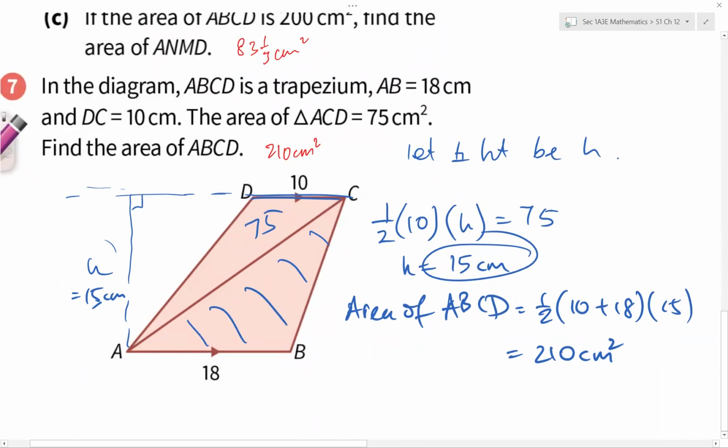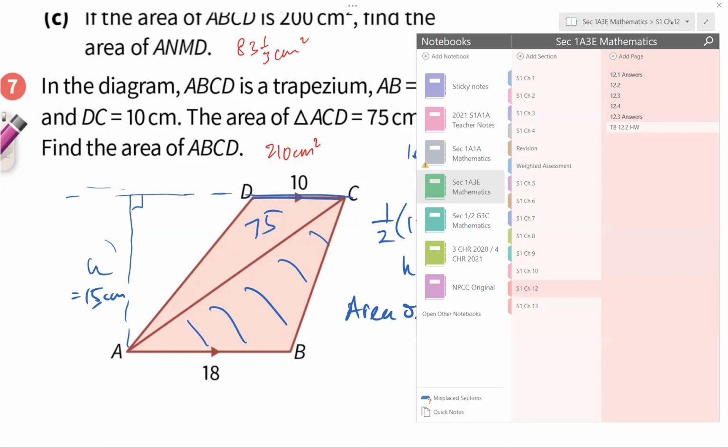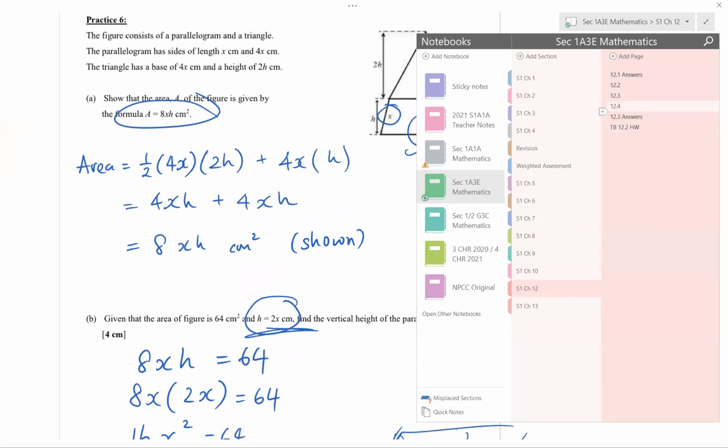Okay, any questions for this work? Quite straightforward, huh? These are the new skills that you must have. Okay, next one. Our chapter 12, part 4, the remaining set of the notes.